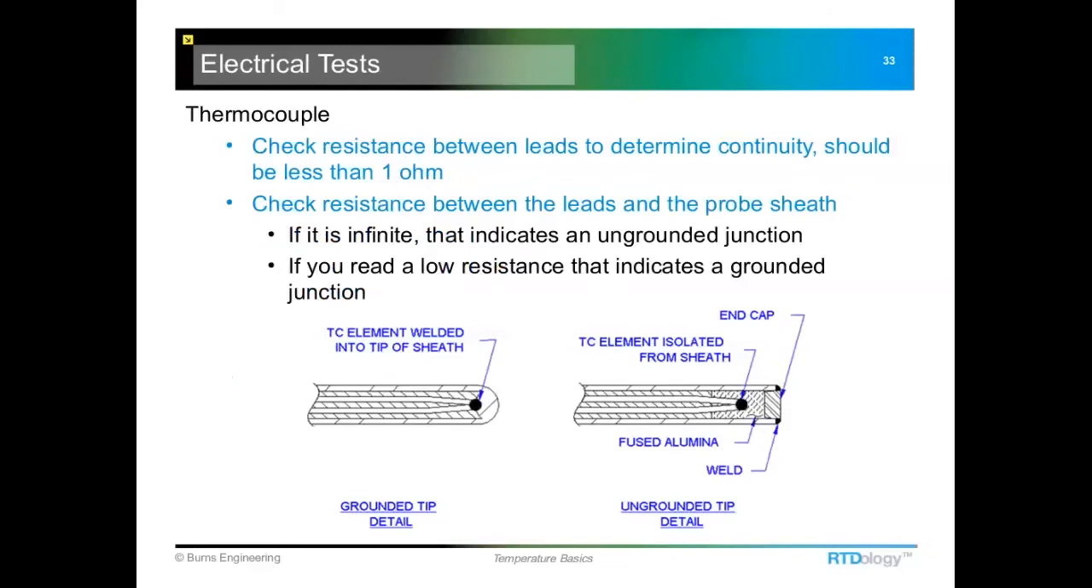The other piece of the thermocouple to identify is whether it's that grounded or ungrounded junction that we talked about earlier. Real simple continuity check between the lead wires and the probe sheath. If you get continuity, it's a grounded junction. If you don't, it's an ungrounded junction.